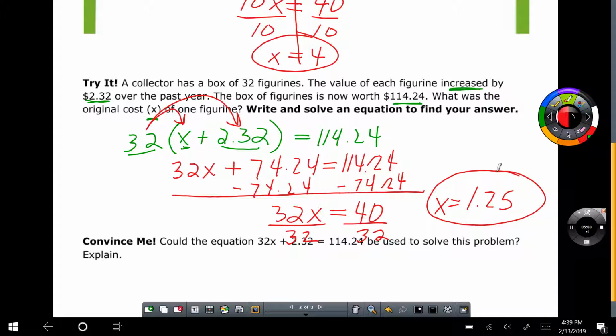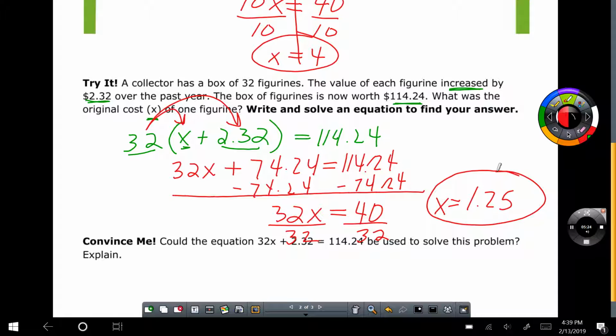All right, convince me. Could the equation 32x plus $2.32 equals $114.24 be used to solve this problem? Type an answer into the PlayPosit. I want to see what you say, and then we'll explain it.